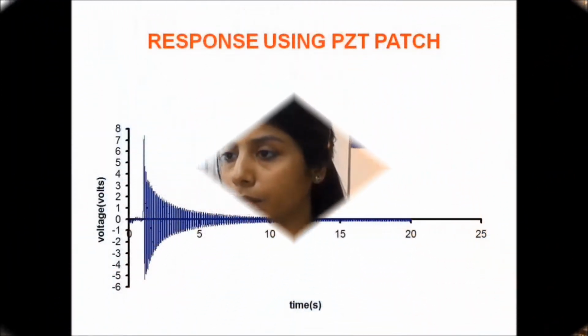Piezoelectric materials, they exhibit two effects, direct effect and a converse effect. In the direct effect, when mechanical stress is applied on these materials, electrical charges are produced by these materials. And in the converse effect, when electrical field is applied across these piezoelectric materials, mechanical deformation in the form of contraction or expansion is observed in these materials.